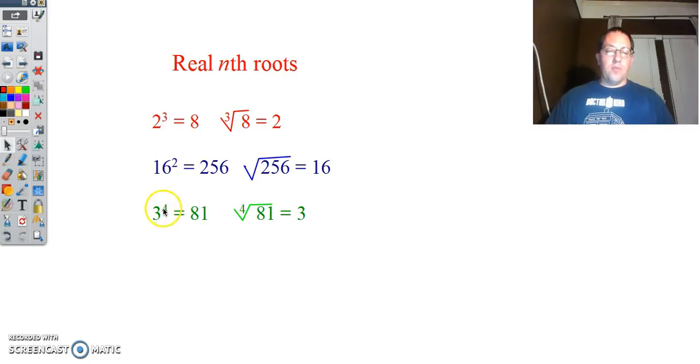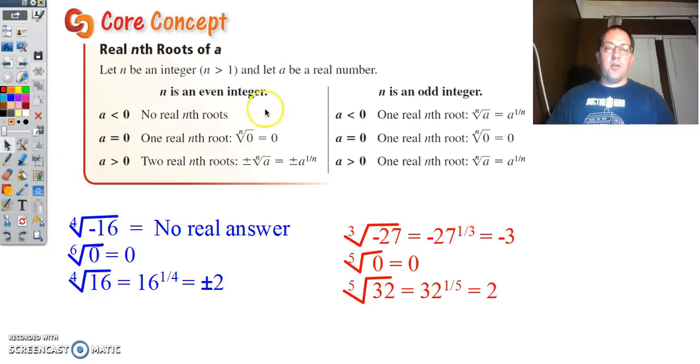Well, it doesn't have to be 2 or 3. Here, 3 to the 4th is 81, so the 4th root of 81 equals 3. And you can have 5th roots and 6th roots and 7th roots. It doesn't really matter. But that's the way it works. It's the opposite of raising something to an exponent, and it undoes that exponent. Now, there are some properties of nth roots that we do want to look at.